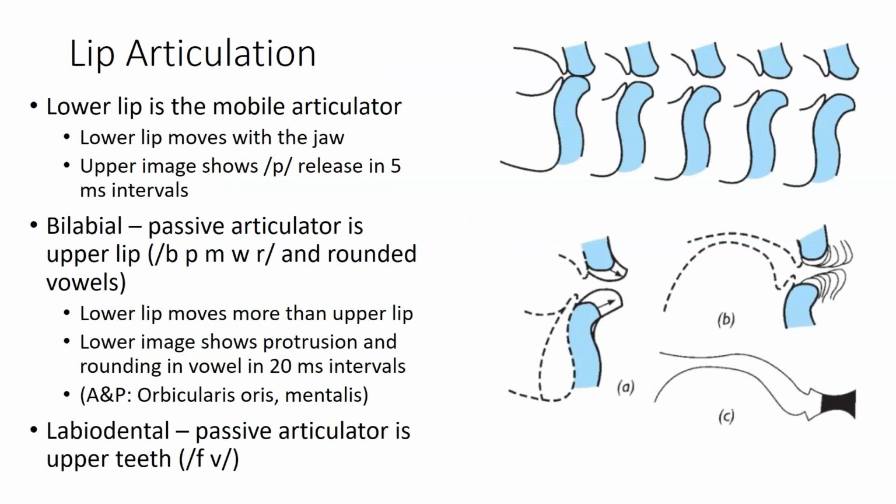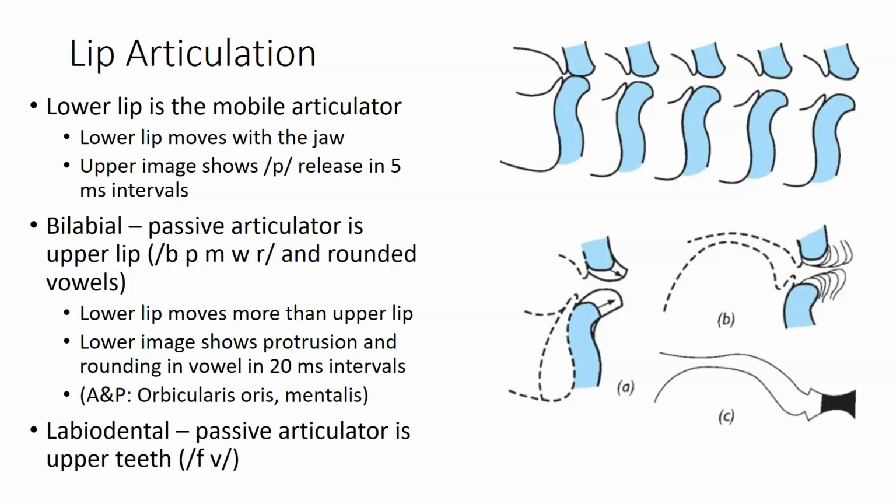Our final articulator is the lips. The lower lip is generally considered the mobile articulator. It moves along with the jaw. In the upper right, we have a series of images from left to right that show the release of a P sound in 5 millisecond intervals, going from closure for the stop to open for the release of the stop.